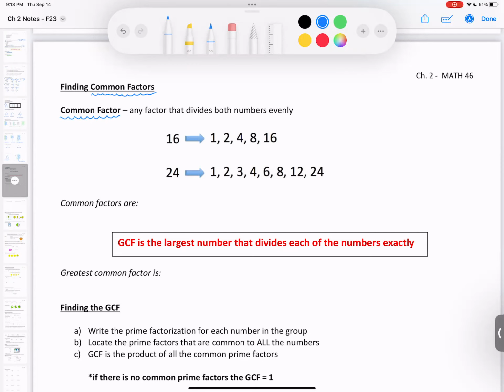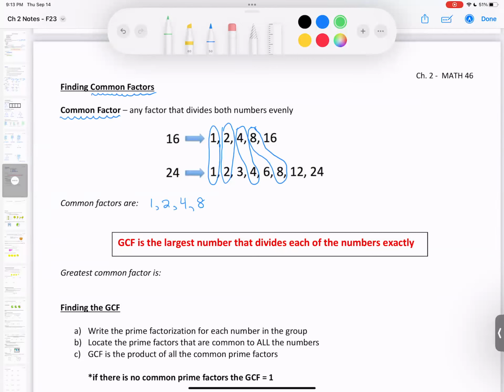So if you were looking for the common factors of 16 and 24, we can see 1 is a common factor. They both have a 2. They both have a 4. And they both have an 8. So the common factors then are 1, 2, 4, and 8.